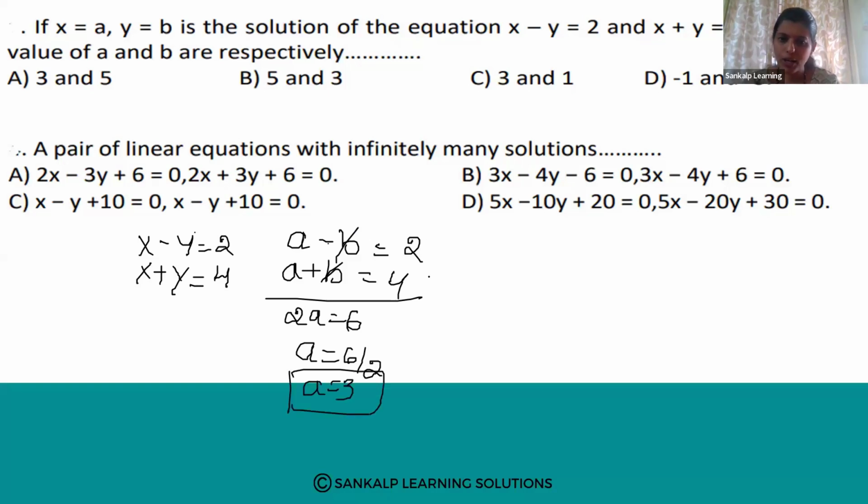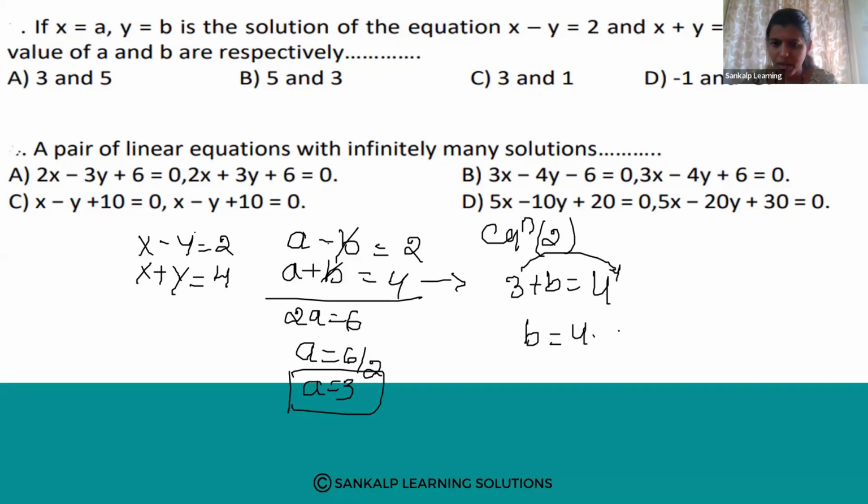Right. Substitute the value of A in equation 2. We can substitute in any equation. Equation 2: 3 plus B is equal to 4. B is equal to, transfer this 3 to this side, 4 minus 3 you will get. So B is equal to 1 you will get. That means the values of A and B are 3 and 1. Again you are getting the same solution, that is 3 and 1. Option C is right.